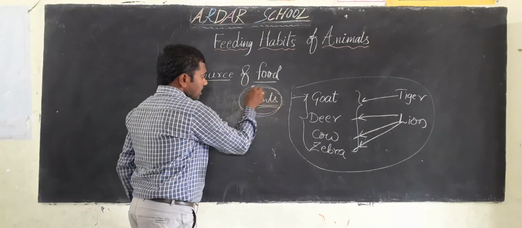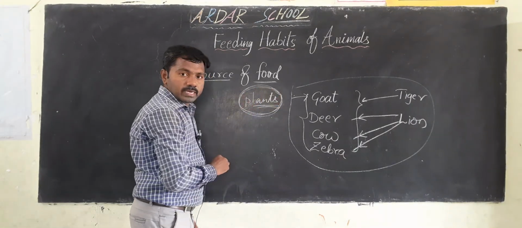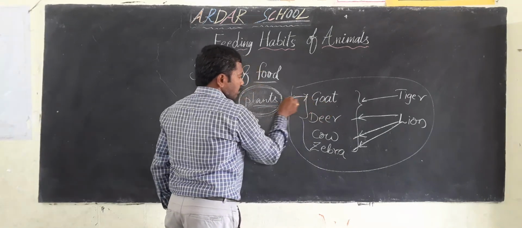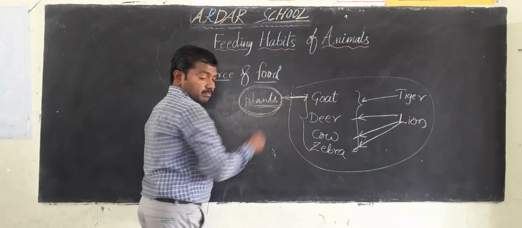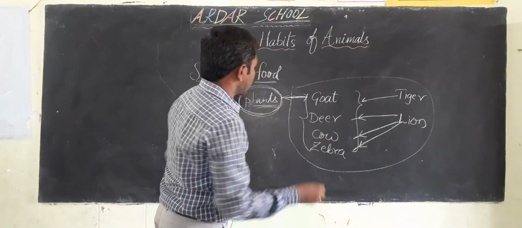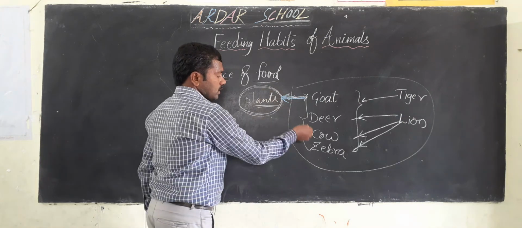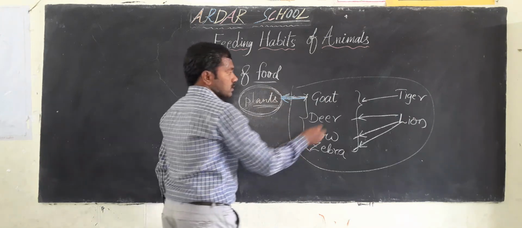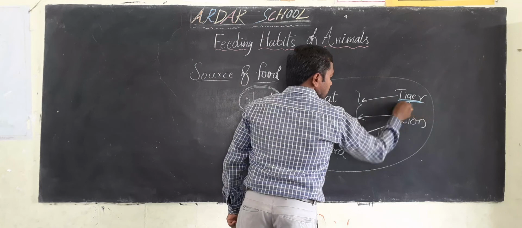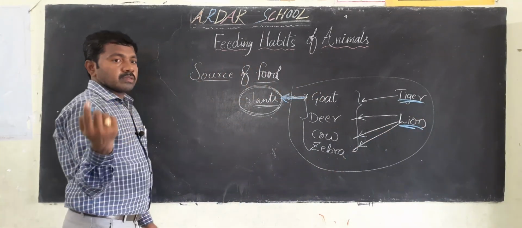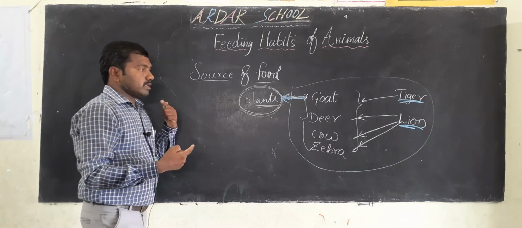Here, plants are the producers. Some animals depend upon plants directly, like goat, deer, cow, zebra. But some animals, tiger and lion, depend upon plants indirectly.